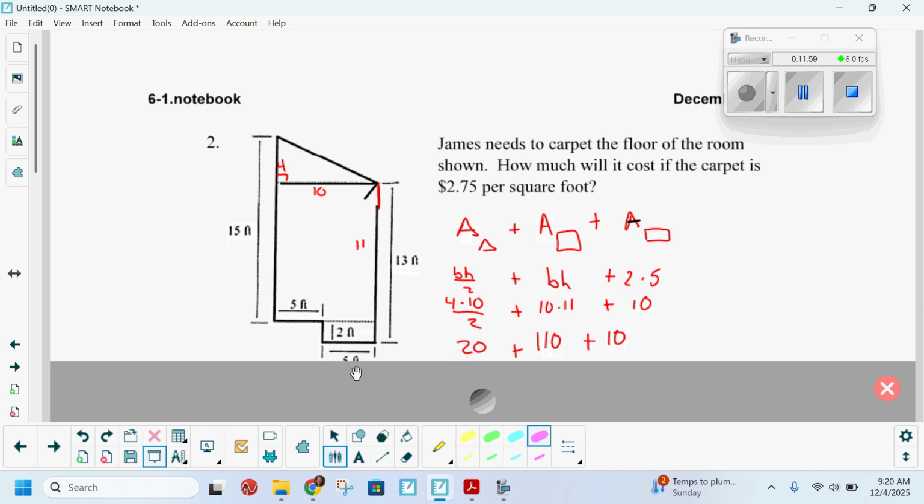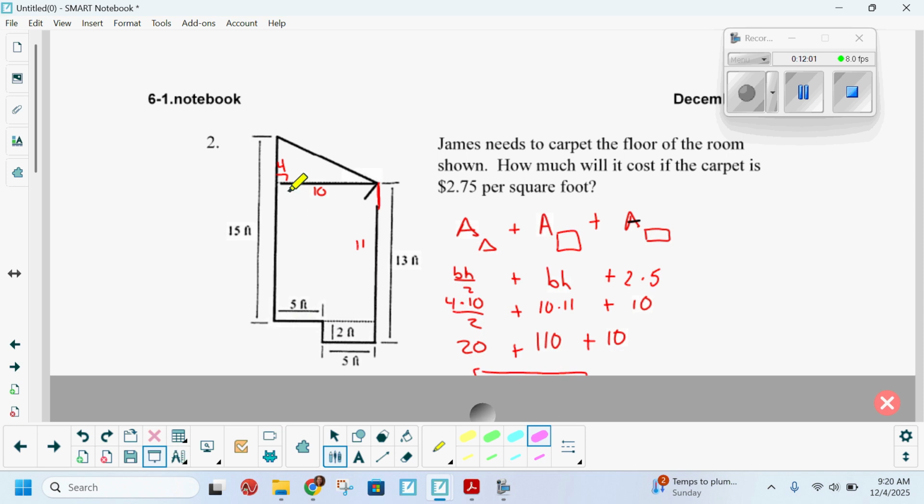So notice I have the 5 here and the 5, so that's why this is 10. And then this is 11 because this whole thing is 13. And this is 2. So that makes this 11. So hopefully you're not just copying this down, you're really stopping and thinking about where I get these numbers from. So this is my base for the triangle, and this is my height.